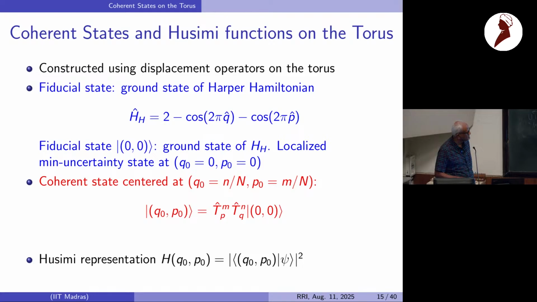So you can take the modulus square, the intensity of this overlap, and it's called the Husimi function. Okay, the Husimi function of Q0, P0. So it's a positive definite function which will tell you, you can start from a state and you have a distribution on the torus.